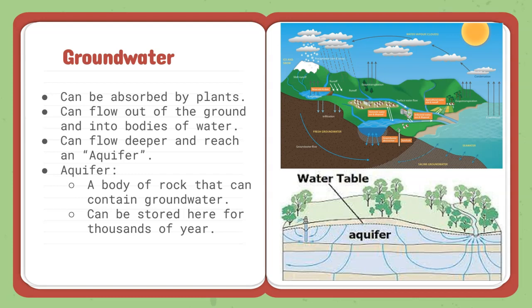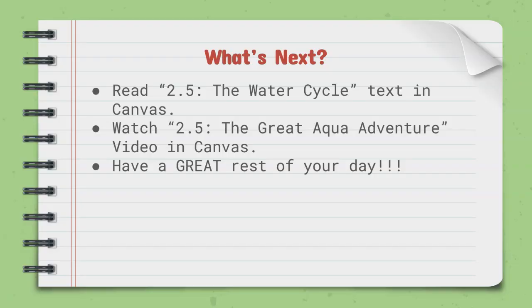An aquifer is simply a body of water that can contain groundwater. And if water reaches an aquifer, it can actually stay in an aquifer for thousands of years. So it can remain in the ground for quite a long time before it ever changes its place in the water cycle.